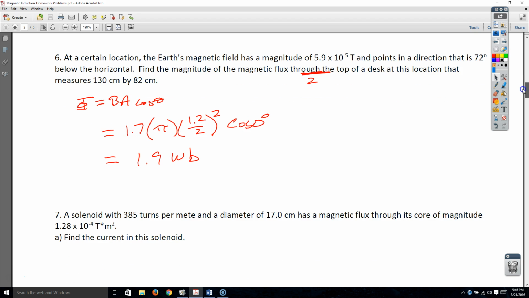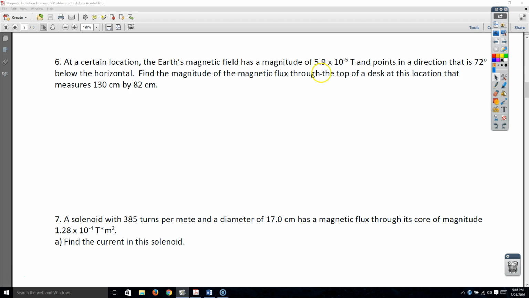For number 6, at a certain location, Earth's magnetic field has a magnitude of 5.9 times 10 to the negative 5th, and it points in a direction 72 degrees below the horizontal. Find the magnitude of the magnetic flux through the top of a desk at this location that measures 130 by 82. So essentially what you have in this one is a desk that kind of looks like this. This is from the side, and the magnetic field is coming down through the desk. The desk has this 130 by 82 centimeter area, and it says that the direction here is 72 degrees below the horizontal.